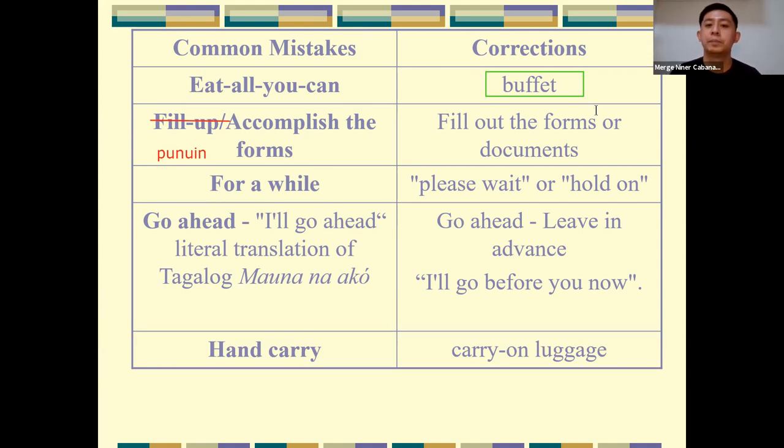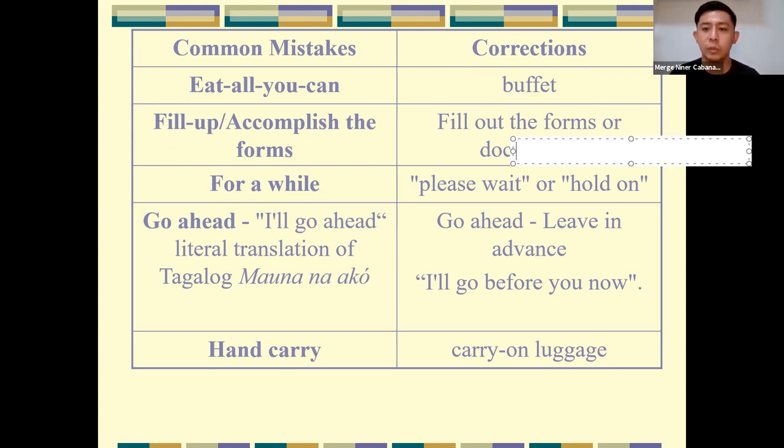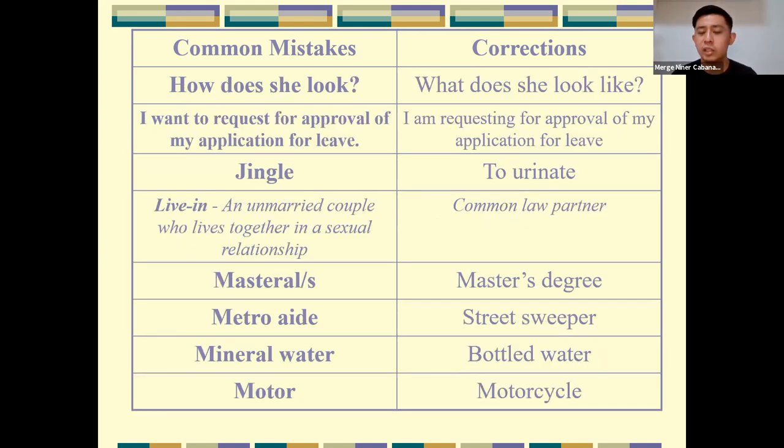All right, so let me just clear all my drawings so that we can move on to the next. How does she look? It should be, what does she look like? What about, I want to request for approval. You're not requesting for approval, or you don't want to request. You're already requesting for approval. So remove the, I want to request for approval, because you're already talking to your boss. No, I'm here because I am requesting for approval of my application for leave.